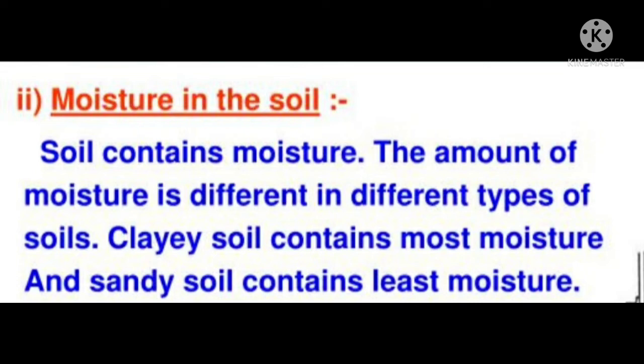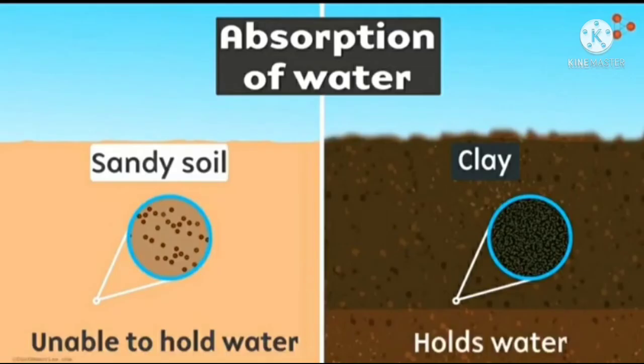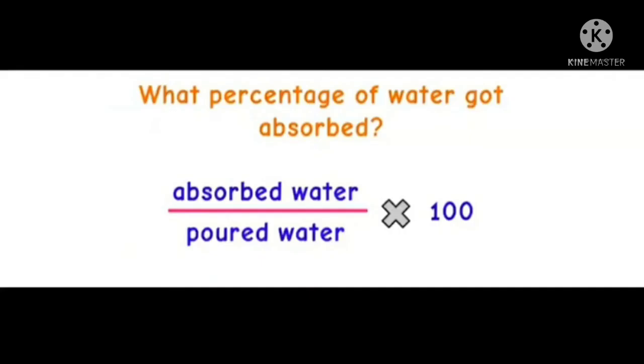Next is moisture in the soil. Soil contains moisture. The amount of moisture is different in different types of soils. Clayey soil contains most moisture and sandy soil contains least moisture. Next is absorption of water by soil. In sandy soil, the absorption of water is very less because it is unable to hold water. But in clayey soil, the absorption rate is very high because it can hold more water. The rate of absorption of water by the soil can be calculated as absorbed water divided by poured water, multiplied by 100.